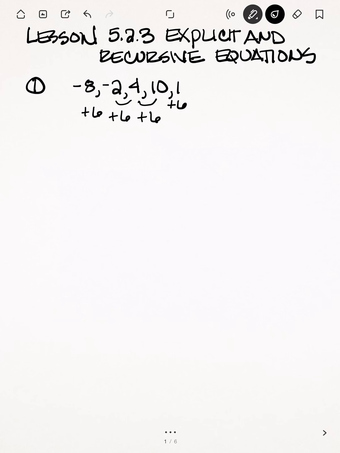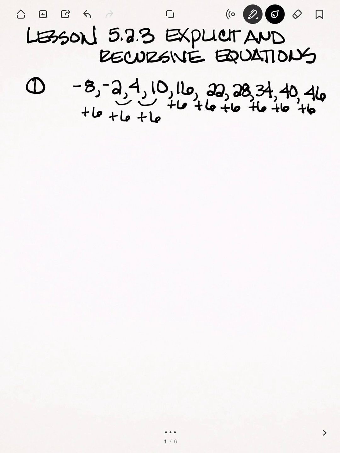the next term would be 16. If we add 6 again, the next term would be 22. If we add 6 again, the next term would be 28. Then 34, then 40. And if we add 6 one more time, the 10th term would be 46. So we could say that the 10th term is 46.